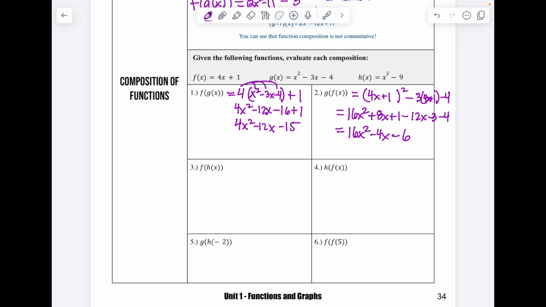All right, next we have f of h of x. So again, I'll write down function f, but where the x is, I leave a blank spot. And in place of that, I put h of x. So instead of 4 times x plus 1, we have 4 times the quantity x squared minus 9 plus 1. So we get 4x squared minus 36 plus 1. So we'll have 4x squared minus 35.